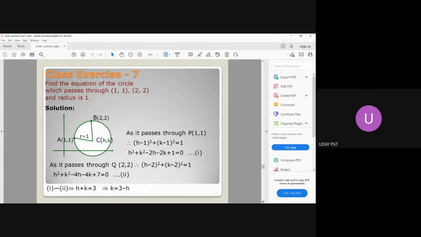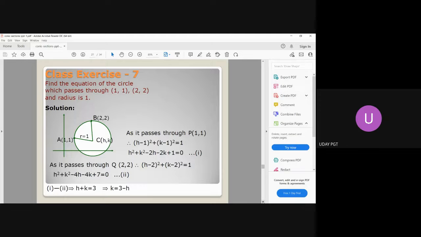Actually we get 1 minus h whole square plus 1 minus k whole square, because the center is h comma k and the equation is x minus h whole square plus y minus k whole square. As we have a whole square, the sign doesn't change. Finally you get one equation. For the point 2 comma 2, you substitute 2 comma 2 in the place of x and y. Then the equation of the circle is h square plus k square minus 4h minus 4k plus 7 is equal to 0.